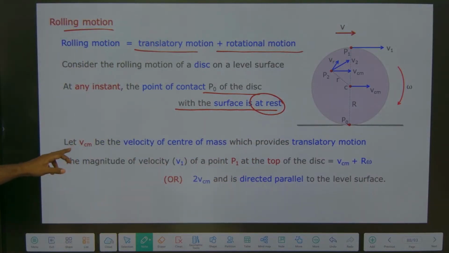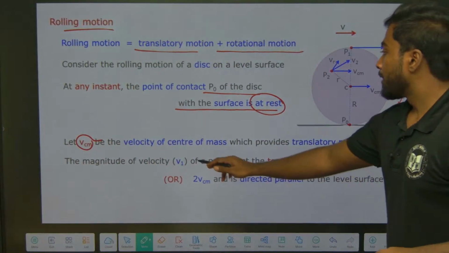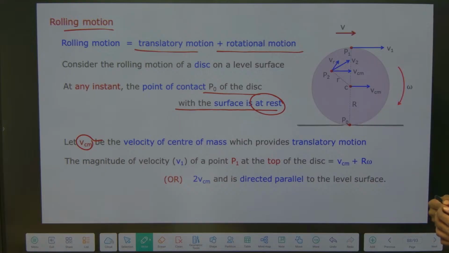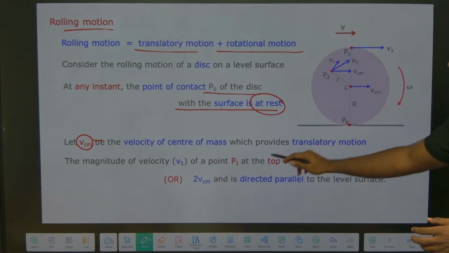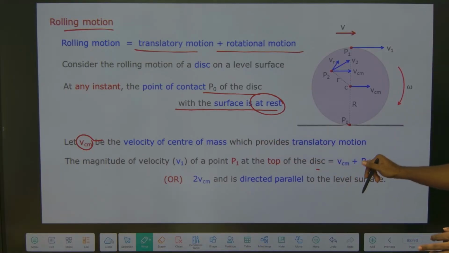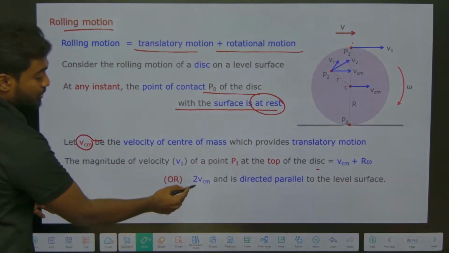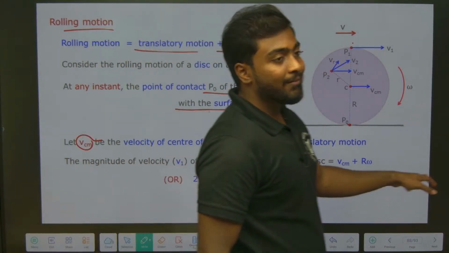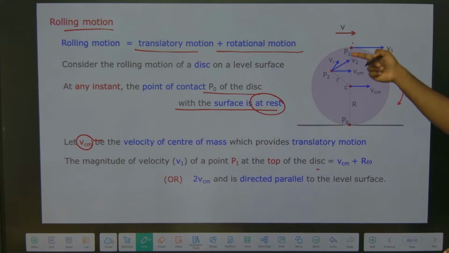Let VCM be the velocity at the center of mass, which provides the translatory motion. The magnitude of velocity V1 at the point P1, at the top of the disc, is the velocity of the center of mass plus R omega, or else we can say it is 2 times the velocity of the center of mass. It is directed parallel to the level surface. At this point it is twice the velocity of the center of mass.